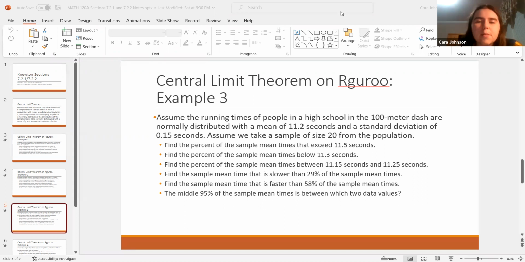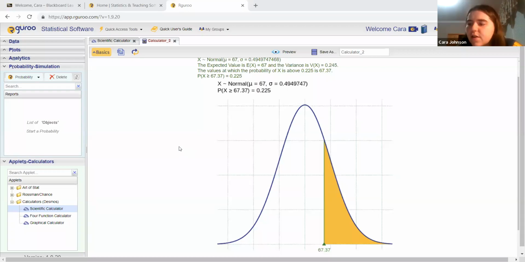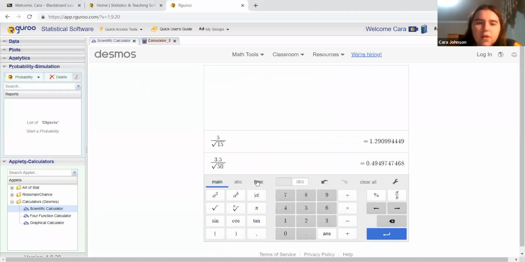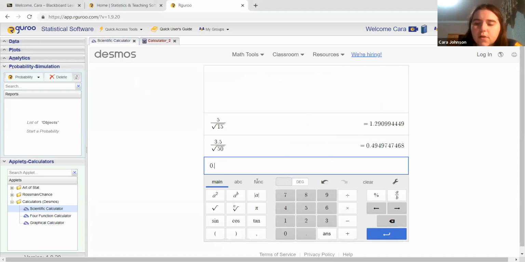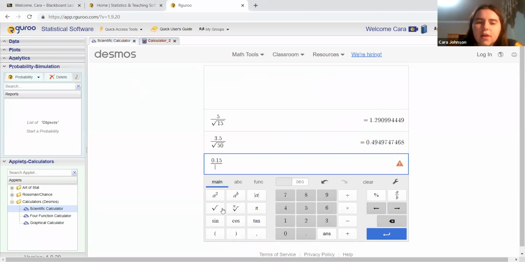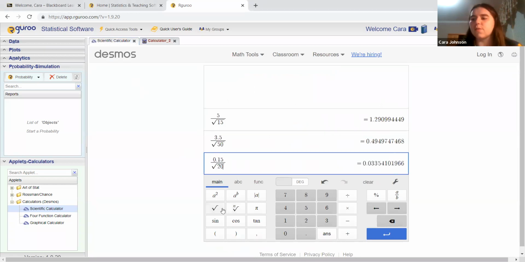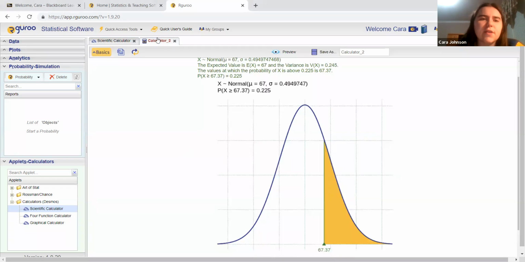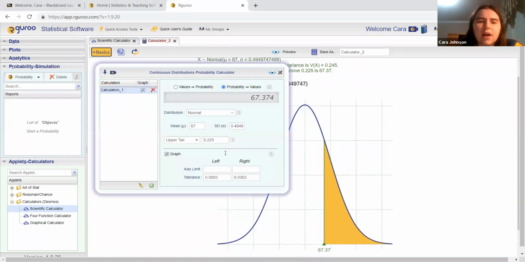All right, so I'm going to stop my share and go to Rguroo. Let's get our standard deviation as a decimal first. That's 0.15 divided by square root of 20, which gives me 0.0333541, etc. That's going to be our standard deviation. Our mean was 11.2, and that was our standard deviation. So I'm going to type that in.